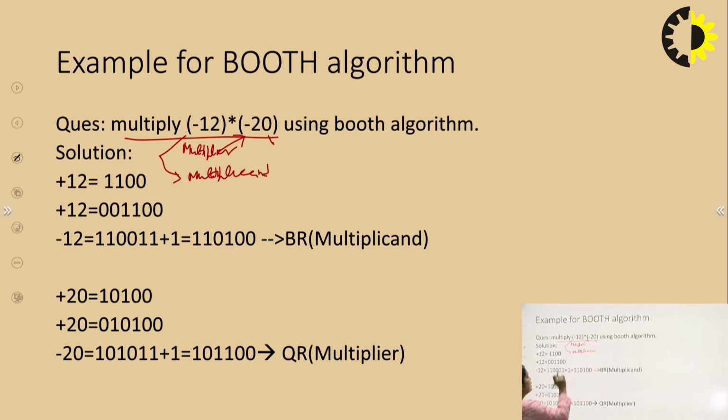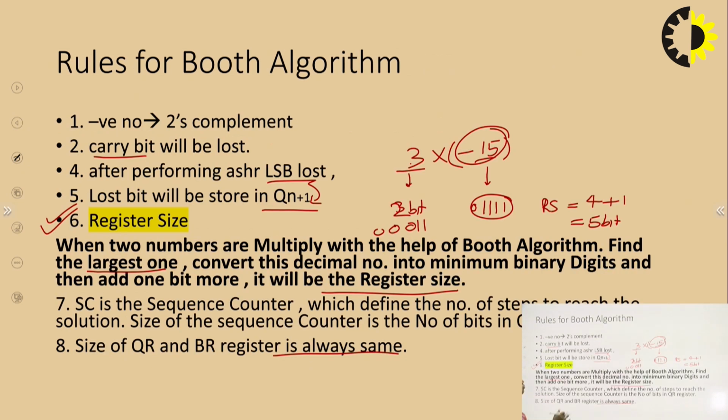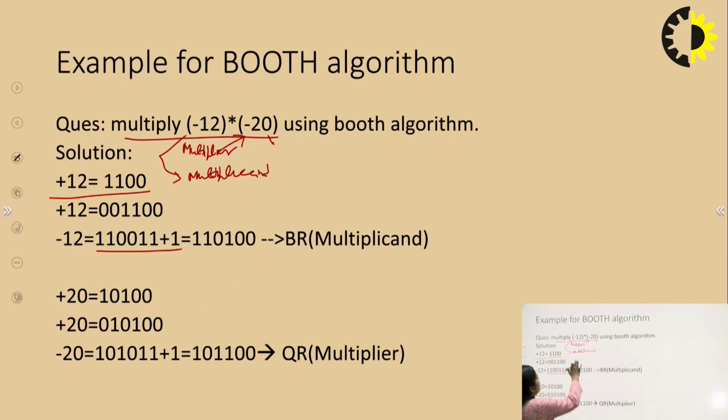Now, plus 12 in minimum binary digits is 1100, and minus 12 is represented by the 2's complement of that value. Why am I doing this? First, we consider the rule: whenever there are two values, first find the largest one. Between 12 and 20, the largest is 20, and 20 has a minimum representation of 5 bits. So the register size will be 6 bits.